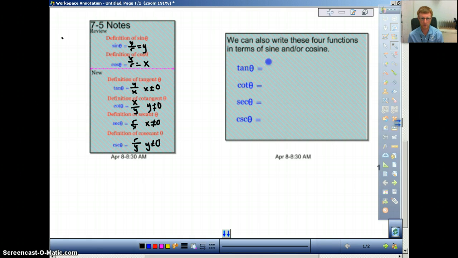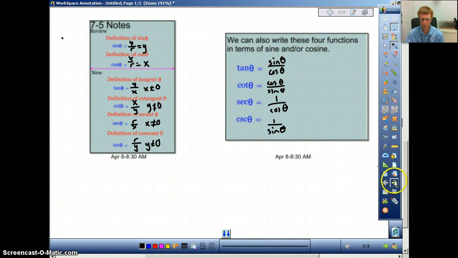So tangent of theta is equal to the sine of theta divided by the cosine of theta. Cotangent will be completely the opposite, cosine of theta divided by the sine of theta. Secant is going to be 1 over the cosine of theta, and cosecant is 1 over the sine of theta. So that's what I mean by reciprocal. We're just taking 1 and putting it over it. So secant is the same thing as 1 divided by the cosine of theta. Cosecant is the same as 1 divided by the sine of theta.